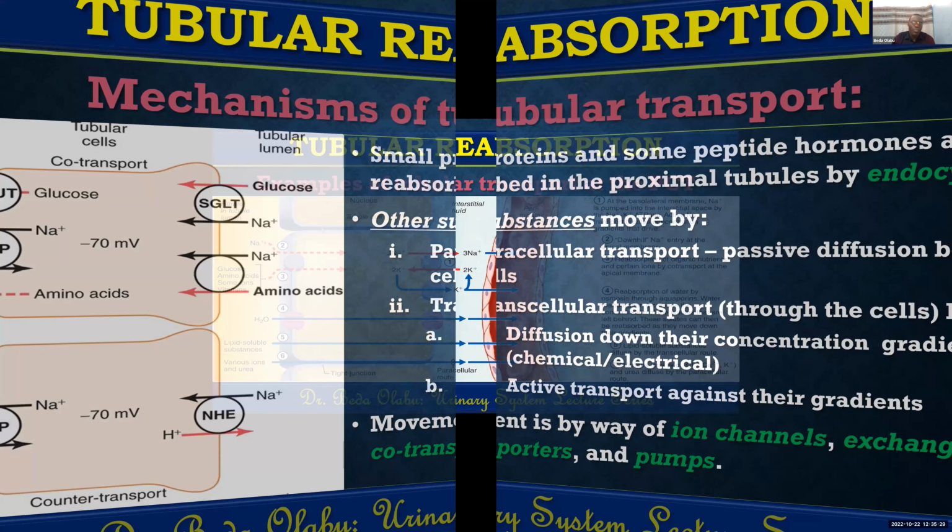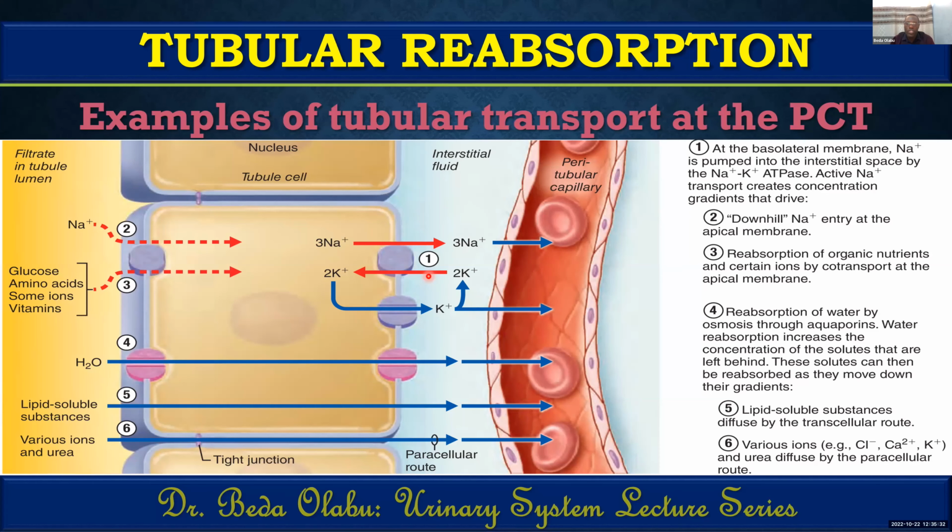I want to use an example of the proximal convoluted tubule to illustrate how various substances may be transported along the renal tubules from the filtrate back to the bloodstream. So let's start with the one written number 1 here. On the basolateral side of the cells of the PCT. Remember, this is the basolateral side next to the peritubular capillary, and this is the apical zone next to the lumen. So on this basolateral side, we can see that we have the sodium-potassium pump.